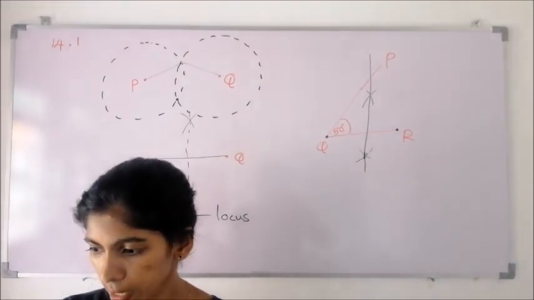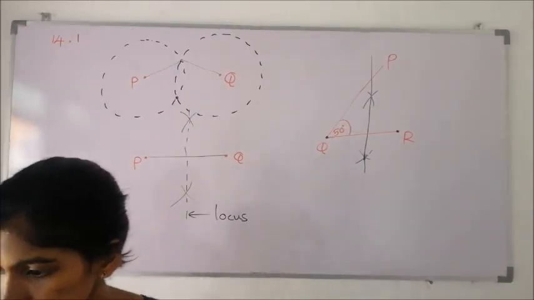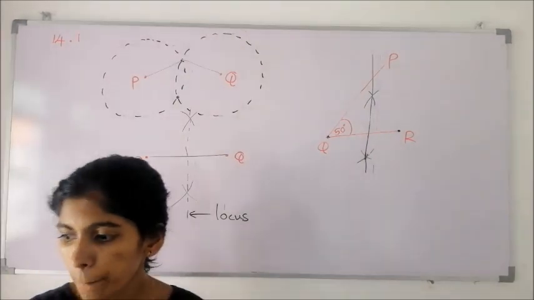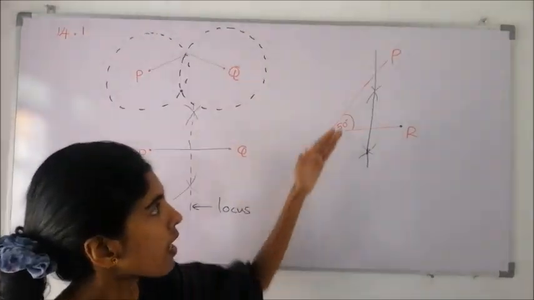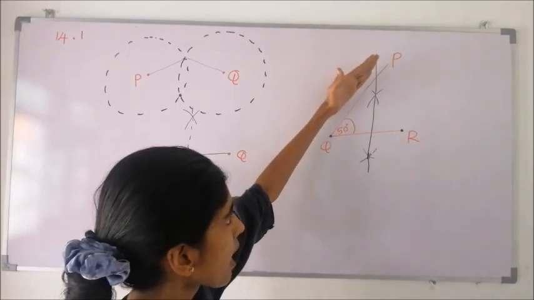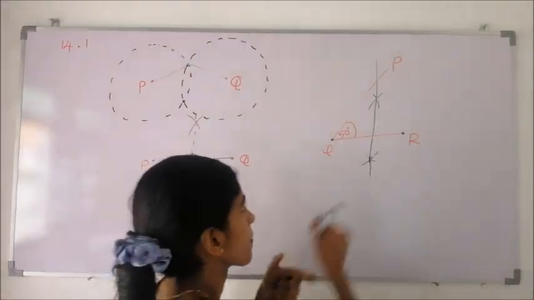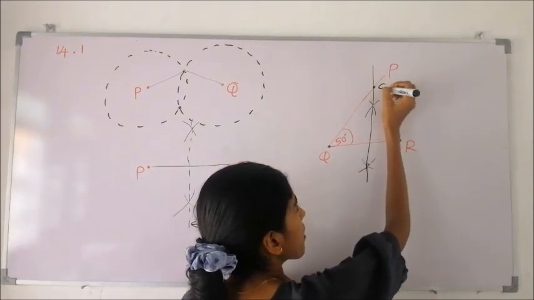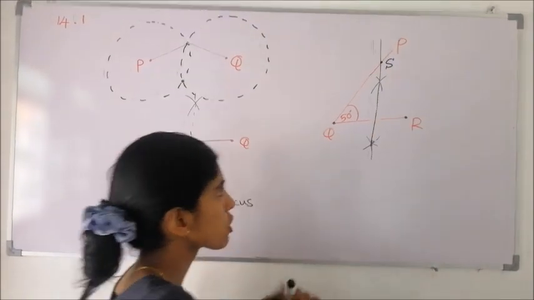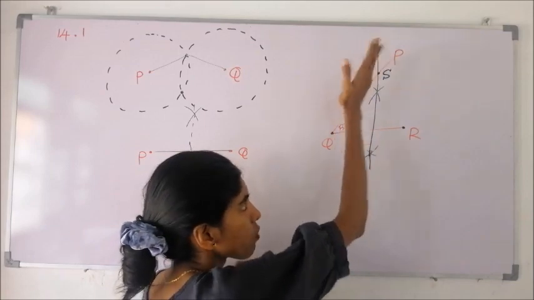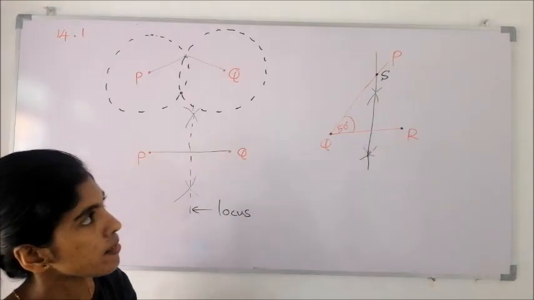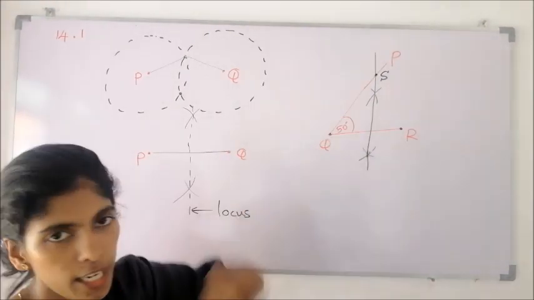Next they are telling us to find the point on the arm PQ. That new point is on the arm PQ. Name it as S. This is the point at which the locus and the PQ arm intersect. So we can name it as S.